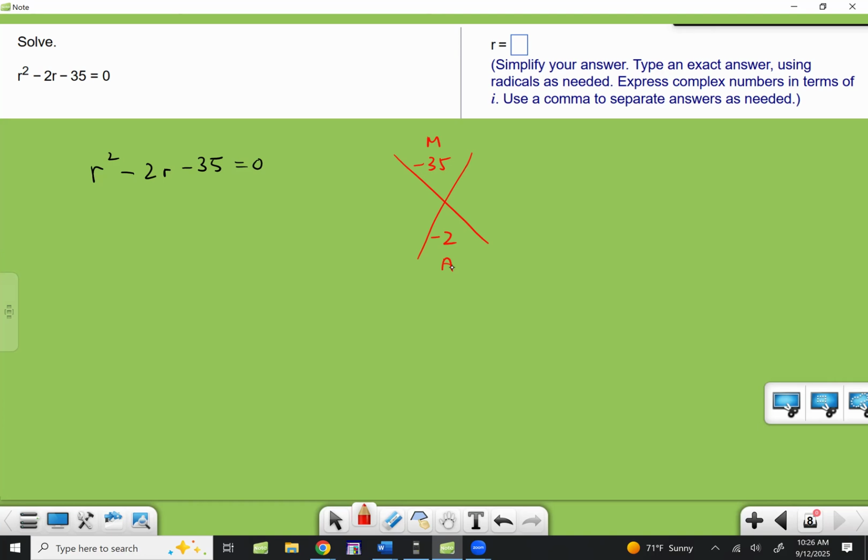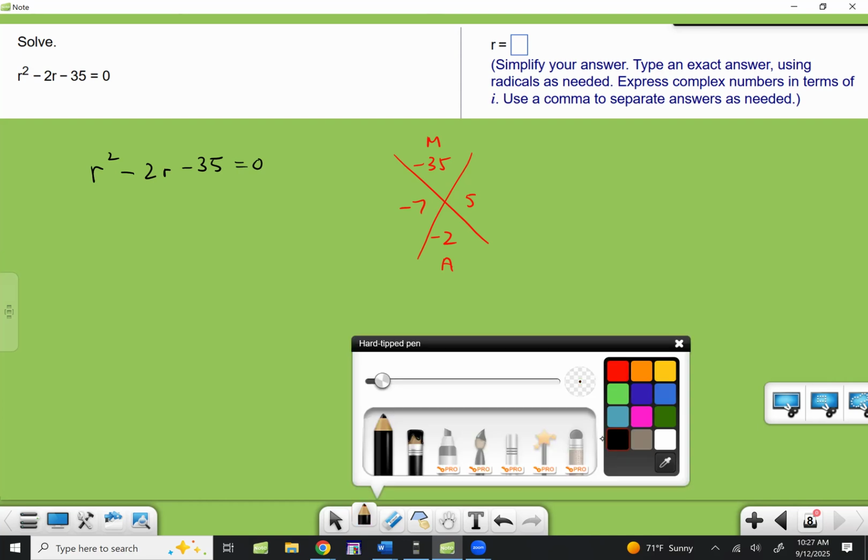Well, there's not a lot of things that multiply to make 35, right? Like 7 times 5. So it must be that the negative is on the 7 in order for it to add up to -2. So just to check, -7 times 5 is -35, but -7 plus 5 is -2. So they multiplied to make the last number, and they added to make the middle number. So we're looking pretty good.